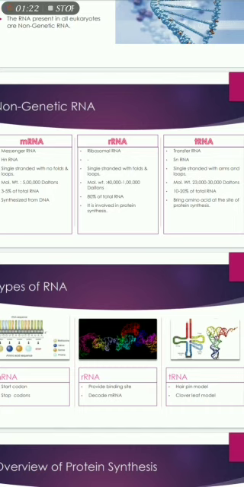Messenger RNA is single stranded with no folds and no loops. It is a straight chain, whereas ribosomal RNA is also single stranded but it has folds or loops. Transfer RNA is also single stranded with arms and loops. The molecular weight of messenger RNA is 5 lakh daltons, whereas the molecular weight of ribosomal RNA is 40,000 to 1 lakh daltons, whereas transfer RNA has a molecular weight of 23,000 to 30,000 daltons.